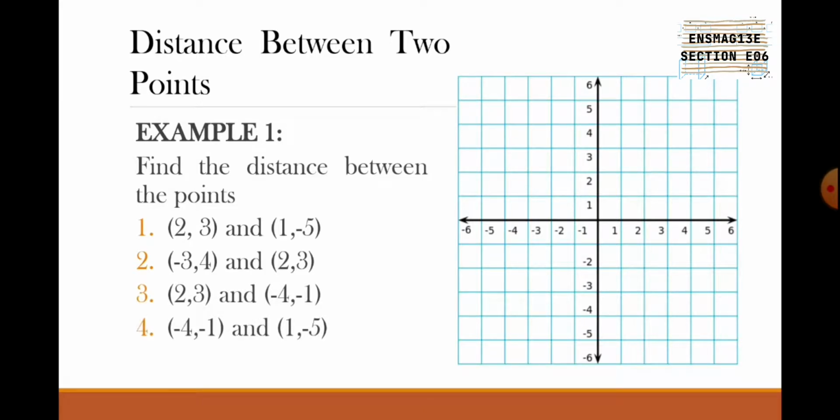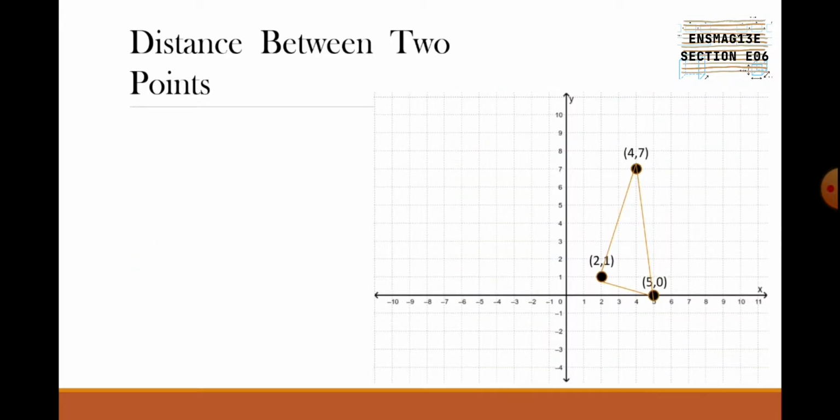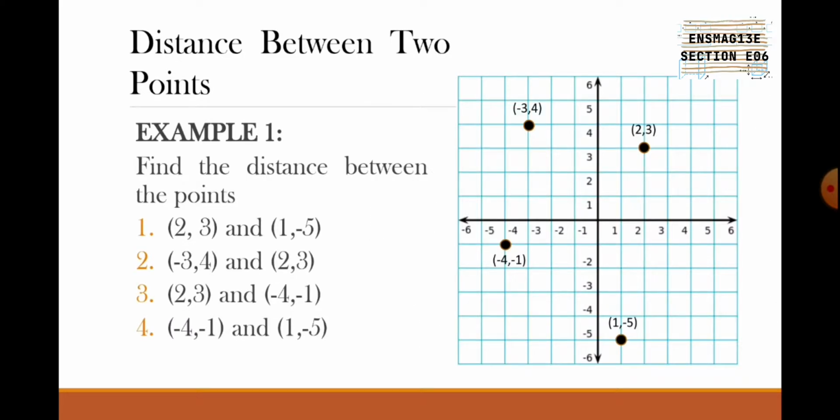So I want you to solve also for number 2, number 3, and number 4. And then you tell me if we have the same answers. For number 2, try to solve if you will get square root of 26. For number 3, you try to solve if you will get 2 square root of 13. And for number 4, try to solve if you will get square root of 41.